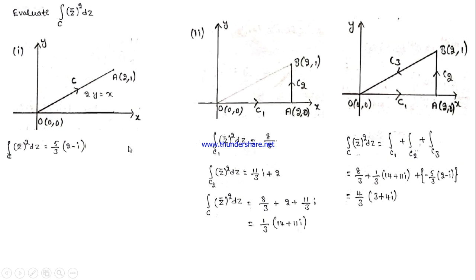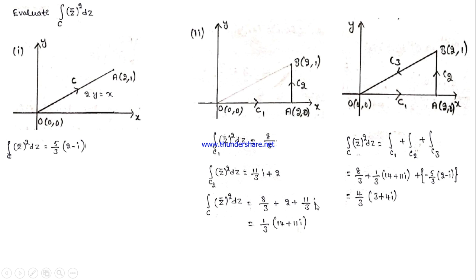If I consider this next example, the integral of z bar whole square dz. Now have a look at this. The value of the integral is not 0 in this case. And also you can note that between the same 2 points, we have got 5 by 3 times 2 minus i, and that one is different from the value we have got for the same 2 points here.